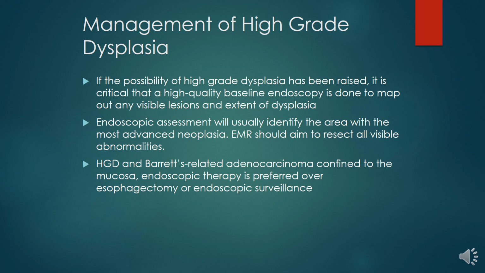In high-grade dysplasia, if the possibility of high-grade dysplasia has been raised, it is critical that a high-quality baseline endoscopy is done to map out any visible lesions and the extent of biopsy. Endoscopic assessment will usually identify the areas of the most advanced neoplasia. ER should aim to resect all visible abnormalities. For high-grade dysplasia and Barrett's-related adenocarcinoma confirmed as mucosal, endoscopic therapy is preferred over esophagectomy.